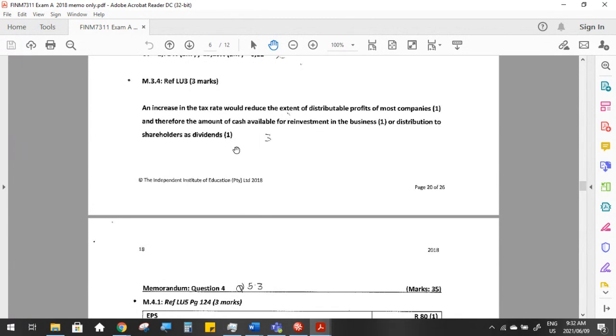Remember, there's that one section of theory where it gives you all the different types of risk that you've got, and tax rate risk is one of them.